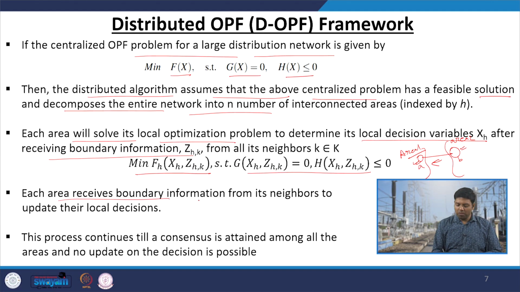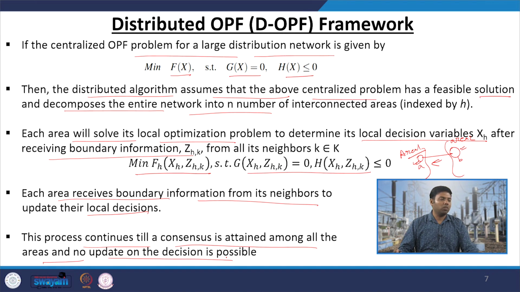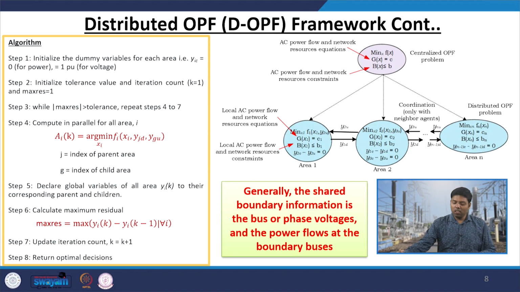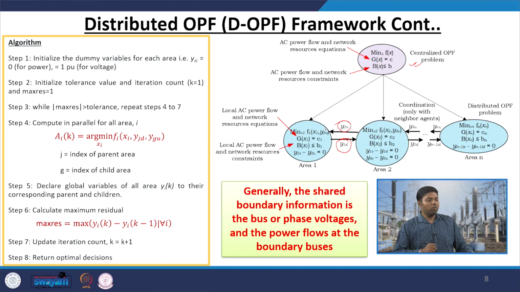So, each area receives boundary information from its neighbors to update its local decisions. This process continues till a consensus is attained among all the areas and no update on the decision is possible. So, this is the general algorithmic framework of the distributed OPF problem. Let us say this is your centralized problem, and you decompose it into n number of areas. Each area will share its boundary information with its downstream area and also take information from its downstream area.